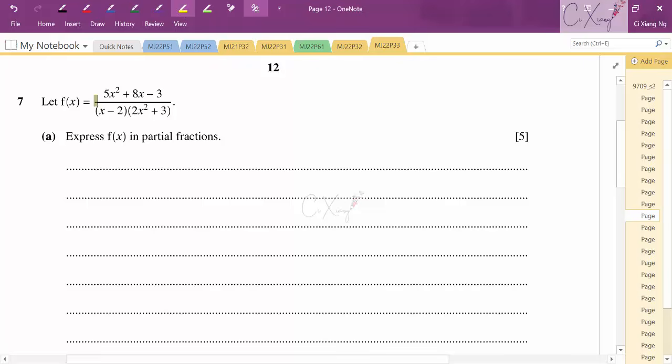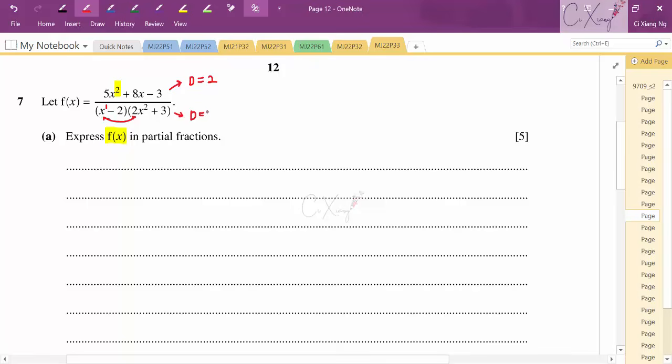Okay, so question number 7. We want to express f(x) in partial fractions. First of all, let's have a look at the degree of the numerator and denominator. For this one, the numerator degree is 2. For the denominator, this is 1 and 2, so the total becomes 3. So this is degree 3.